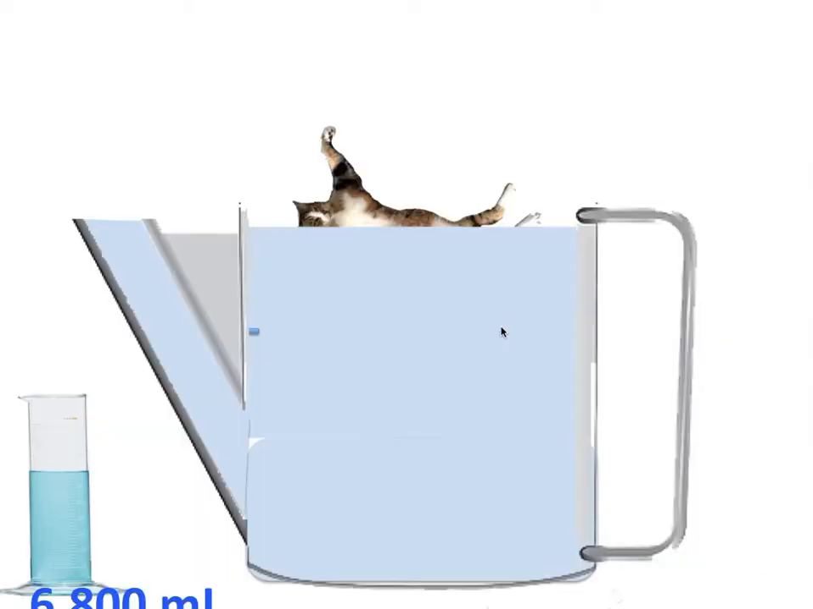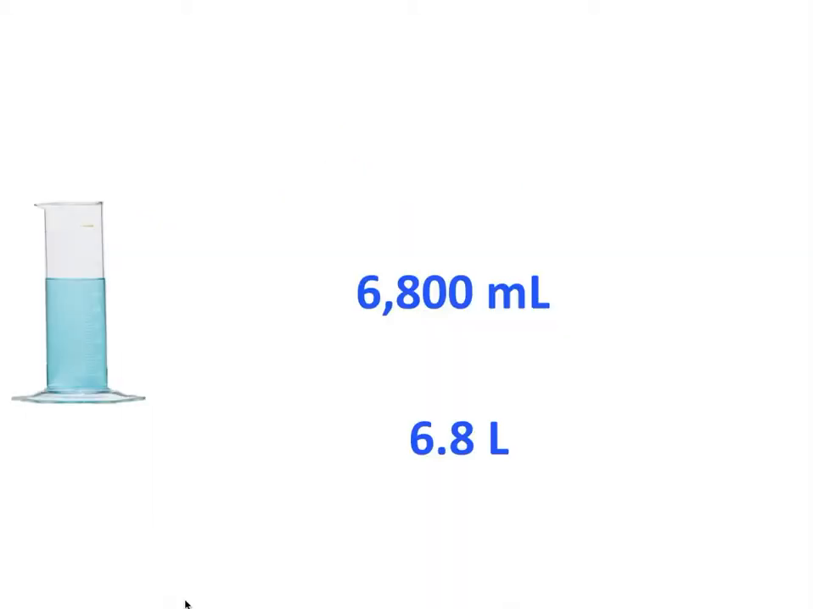It's in balance. So here's Milo in the water. He's having a grand old time. And this is the water that kind of came out. And if we were to measure it accurately, we'd find that it's 6,800 milliliters. Or we could say 6.8 liters. They all mean the same thing.